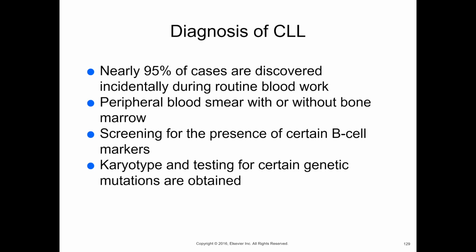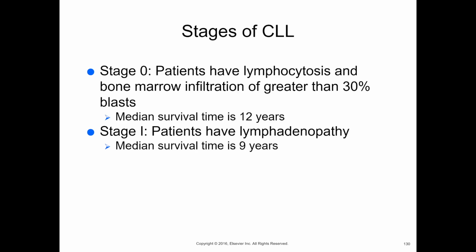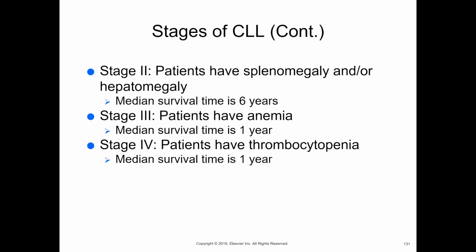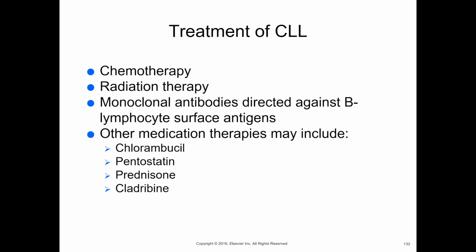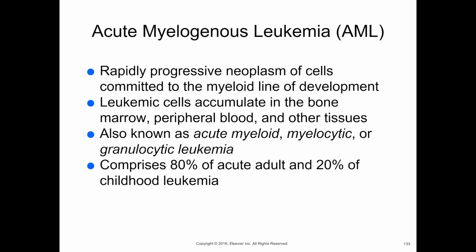Diagnosis is often incidental. It's slow growing, right? Typically it's just your regular routine blood work, which is why routine blood work can be so important for people. There are different stages of this. Depending on where you catch the patient in the stages depends on how long they tend to live afterwards. Treatment: chemotherapy, radiation therapy, monoclonal antibody therapy against B lymphocytes, all important.